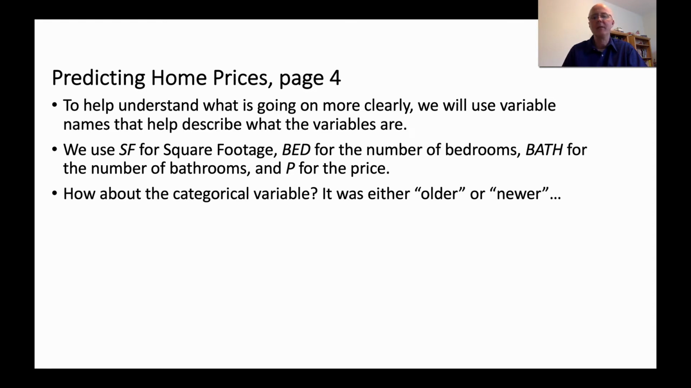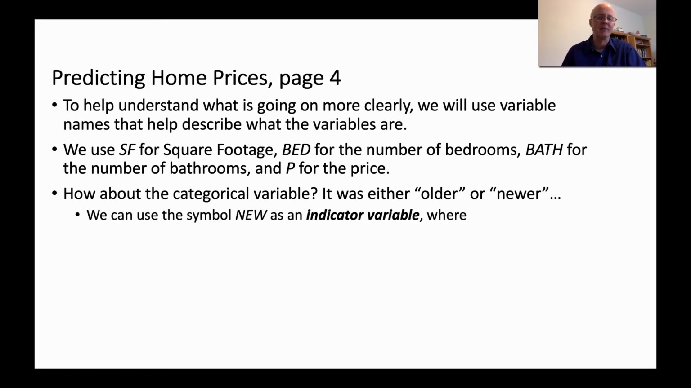How about the categorical variable? Well, it was either older or newer. Well, I'm going to use the symbol new as what's called an indicator variable. Now, I haven't talked with my students yet about indicator variables, and maybe you haven't heard of them either. I'm telling you right now what they are. This new variable takes on only one of two values, and they're numerical values, not categorical, though they're kind of fuzzy numerical values, so in a sense they're categorical, but we will still use them in the formula. I'm going to say new equals 1 if a house is newer, and new equals 0 if a house is older. Okay, older Rambler is going to have a value of 0. Everything else is going to have a value of 1.